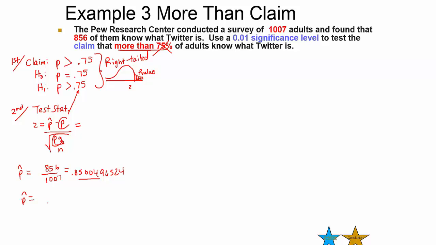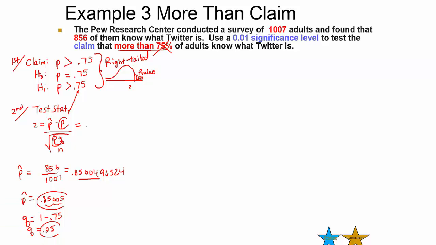So p hat is equal to 0.85005. I'll round it off there. Remember that q is the opposite of p, so q is 1 minus 0.75. So the q in our formula is 0.25. Okay, so now let's go ahead and set up the formula and plug all of those values in.